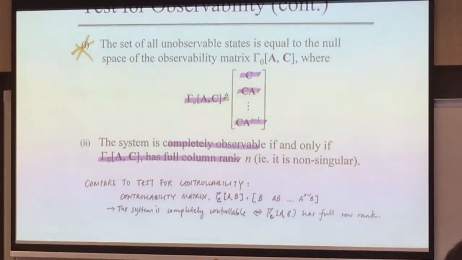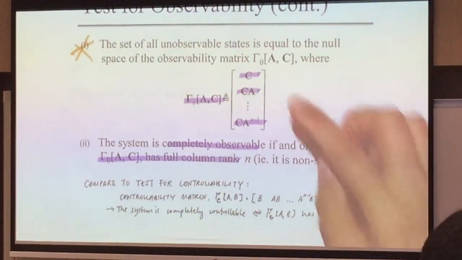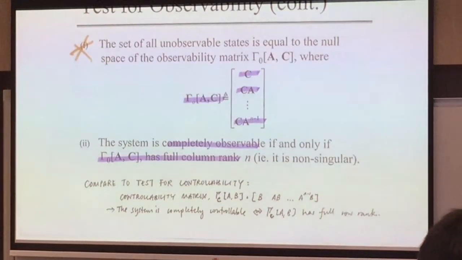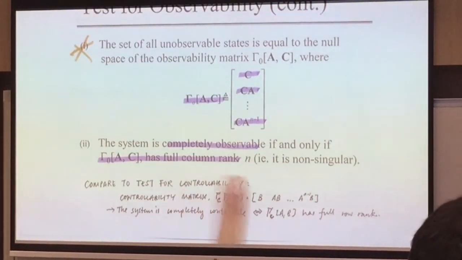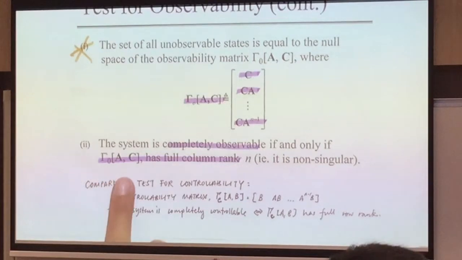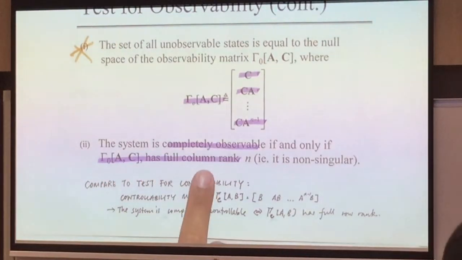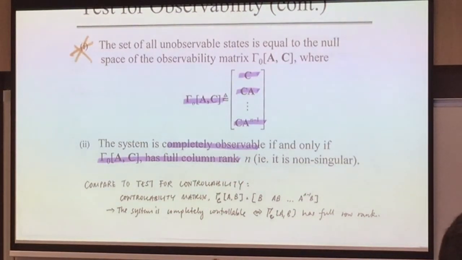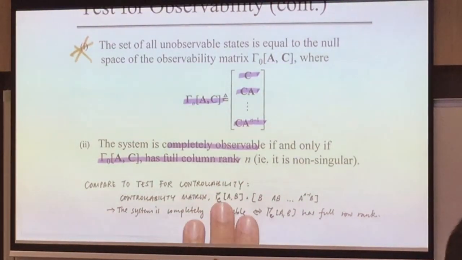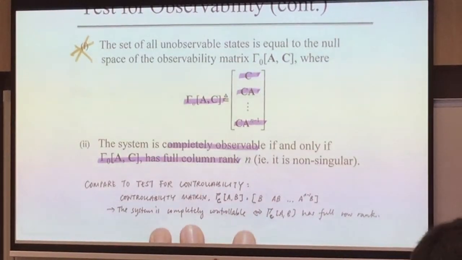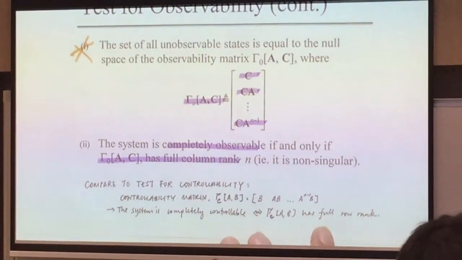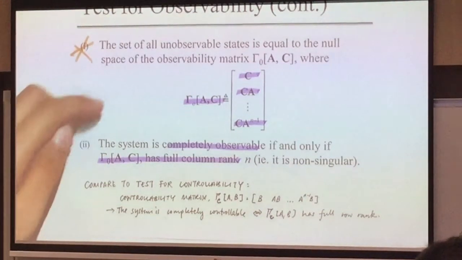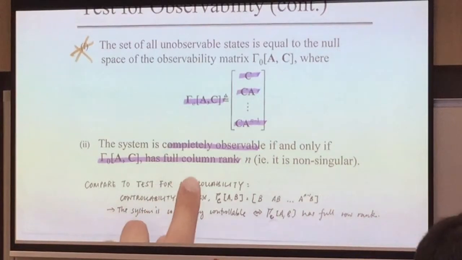Okay? Gamma AC with these rows. So you have C, CA, all the way to CA to the power n minus 1. And we say that the system is completely observable if and only if this observability matrix has full column rank. Okay? Versus the controllability test, we say that the system is completely controllable if the controllability matrix has full row rank. Okay? So in terms of observability, we're looking at full column rank.